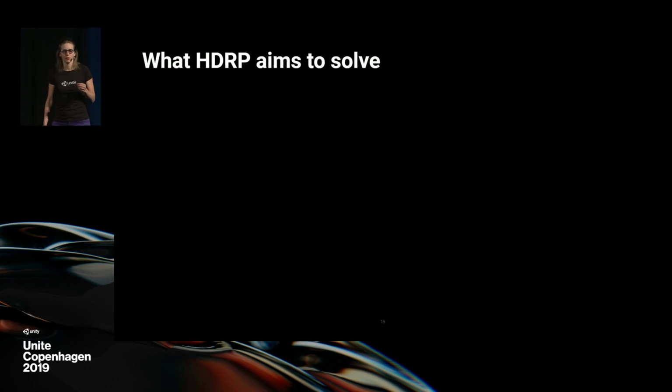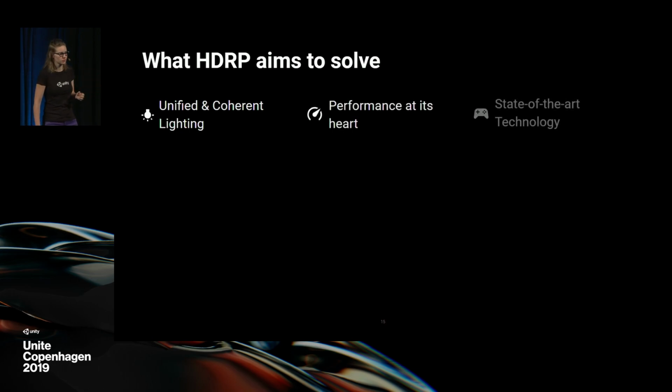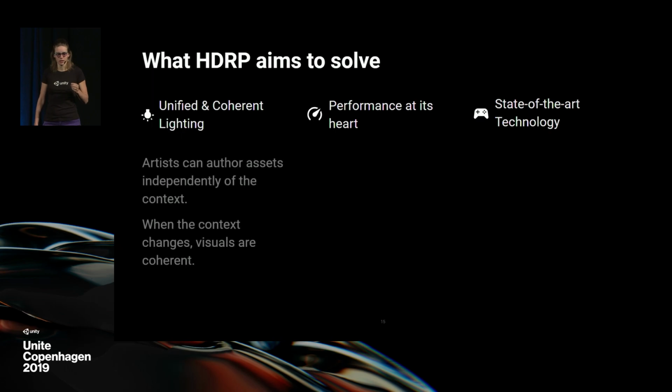Next thing is understanding what HDRP is about. What are we trying to do here with HDRP? HDRP is all about unified and coherent lighting. It's about performance and, of course, state-of-the-art tech. What it means is that artists will be able to author assets independently of the context. So when the context changes, the visuals remain coherent.